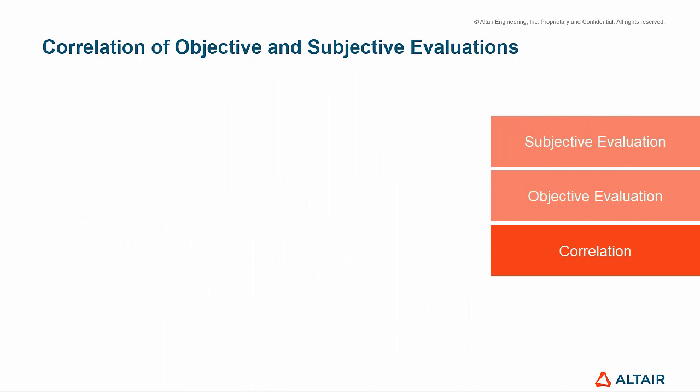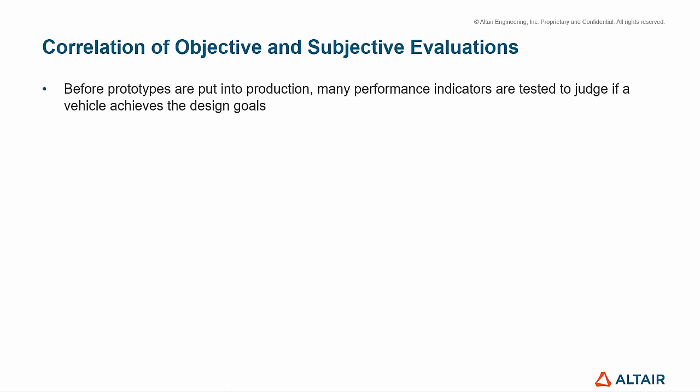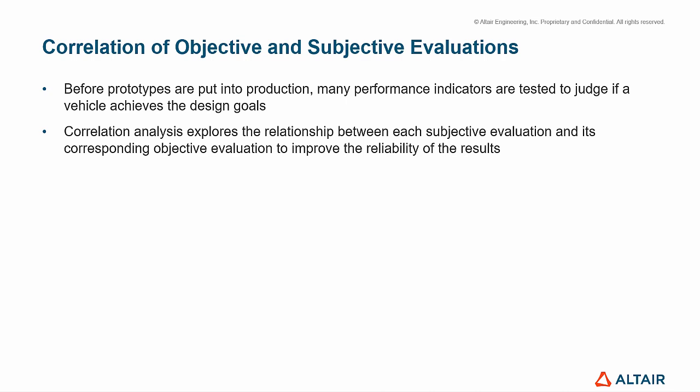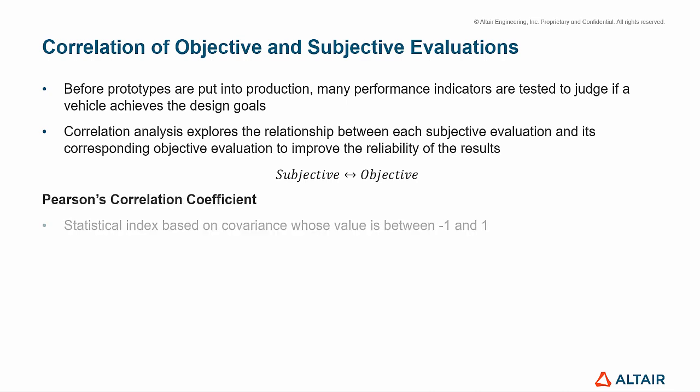Our last topic in today's video is correlation of objective and subjective evaluations. Before prototypes are put into production, many performance indicators are tested to judge if a vehicle achieves the design goals. Correlation analysis explores the relationship between each subjective evaluation and its corresponding objective evaluation to improve the reliability of the results. So, Pearson's correlation coefficient is a statistical index based on covariance whose value is between -1 and 1.